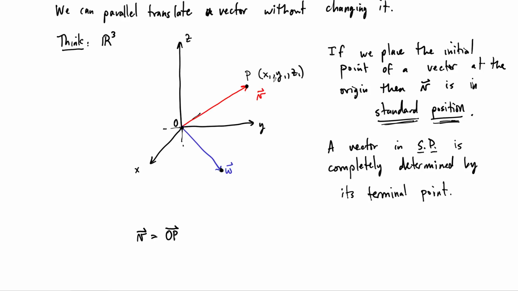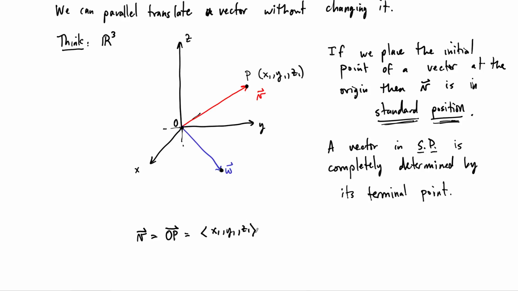And we can then write down coordinates for the vector. We can write coordinates for this vector. So this vector V can now be described by the same coordinates as P, the coordinates of its terminal point, x1, y1, and z1. But instead of putting them in parentheses, parentheses are reserved for points, right? So instead of putting them in parentheses, we put them in angle brackets like this.